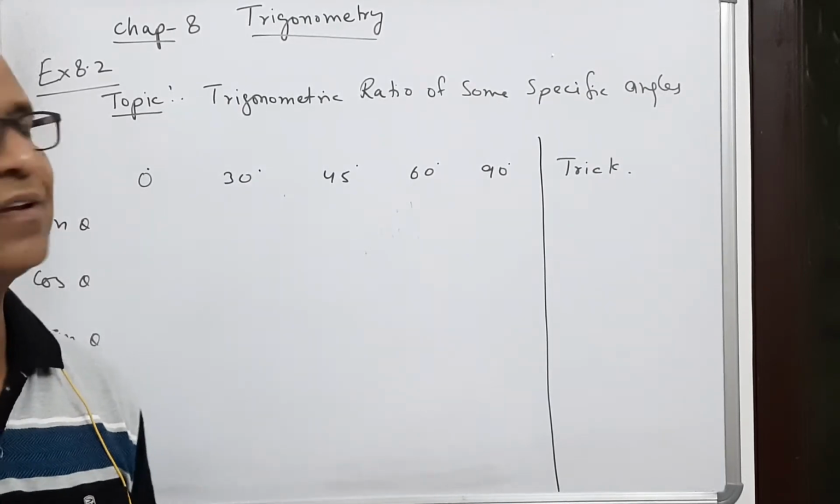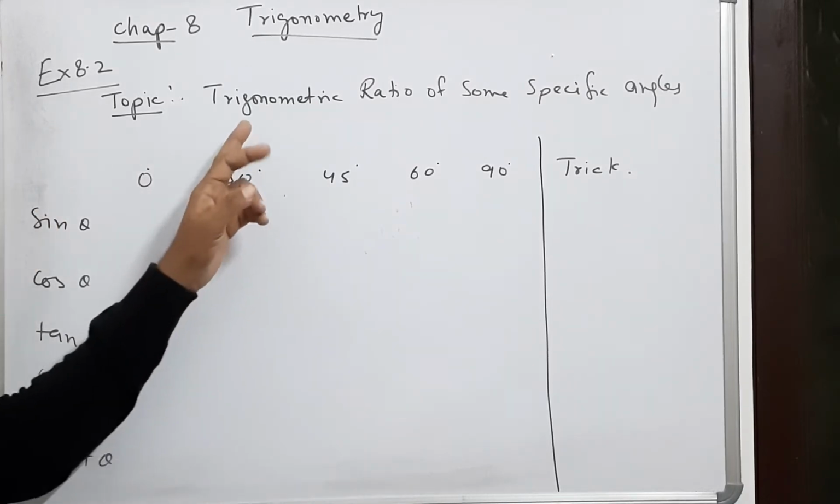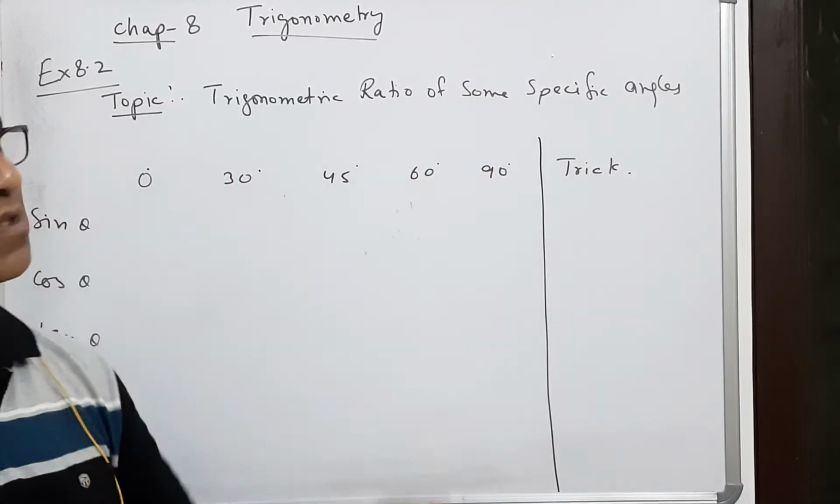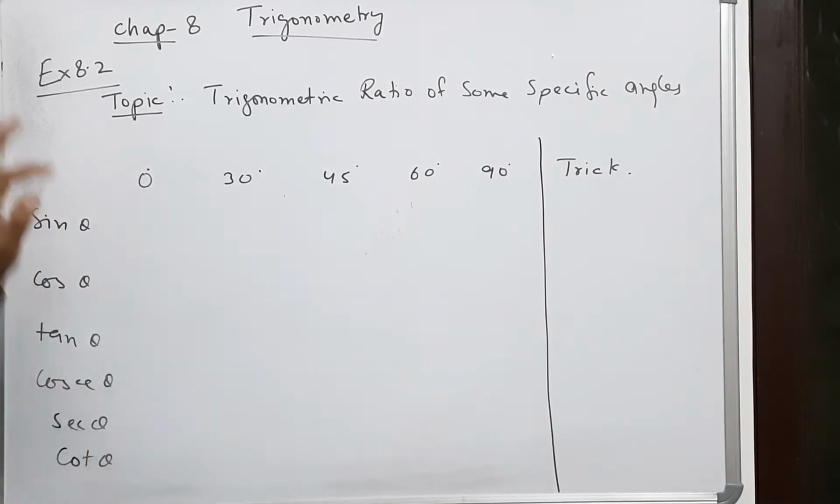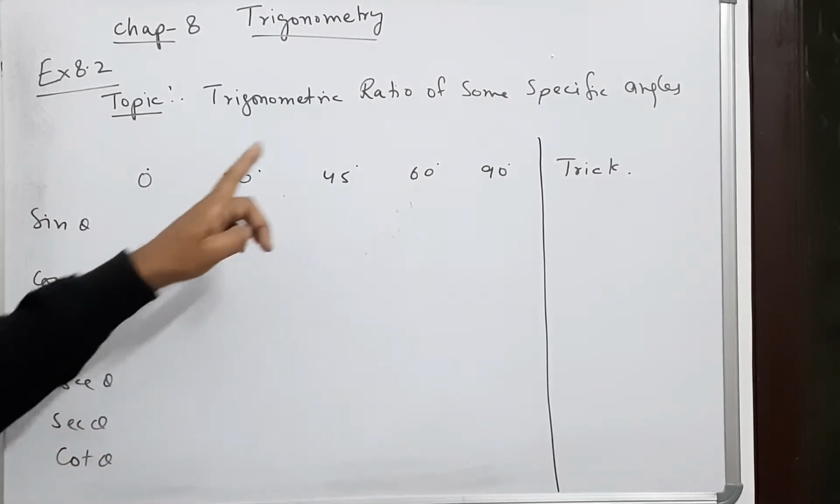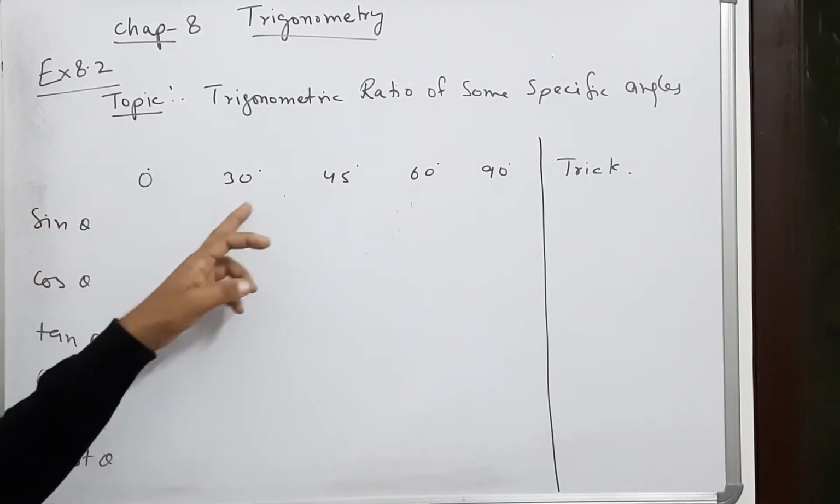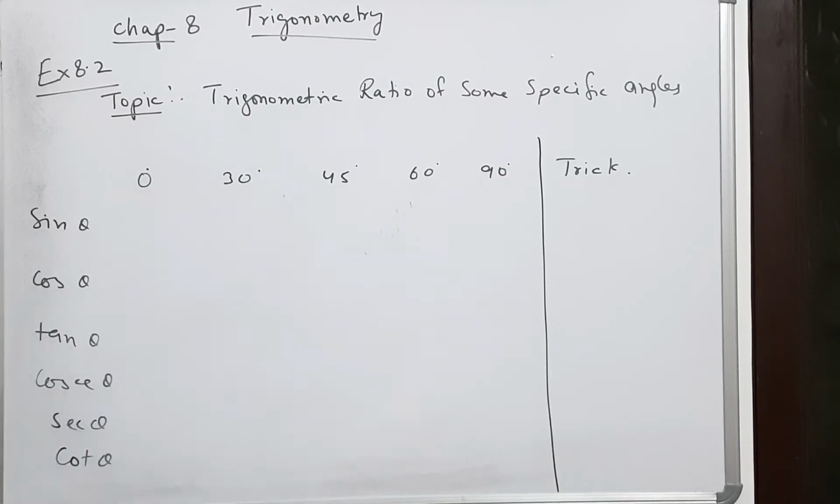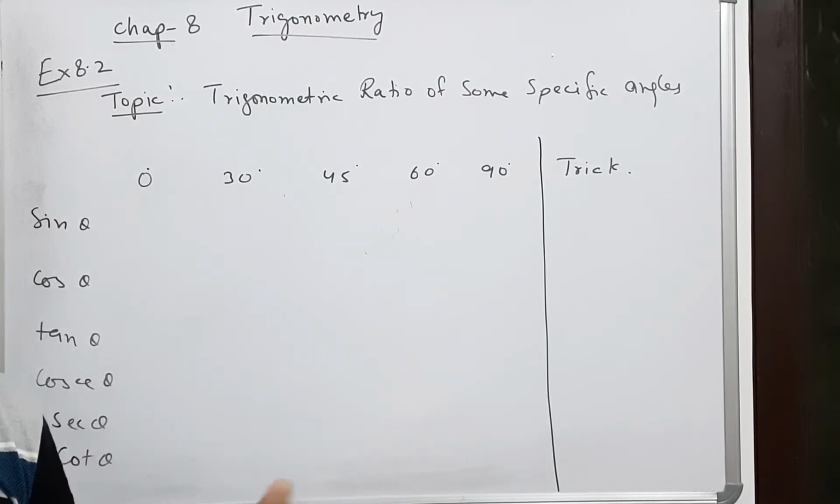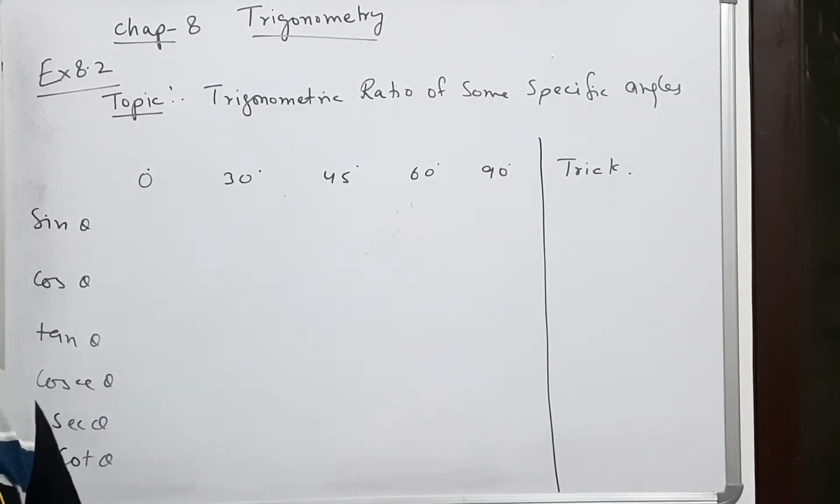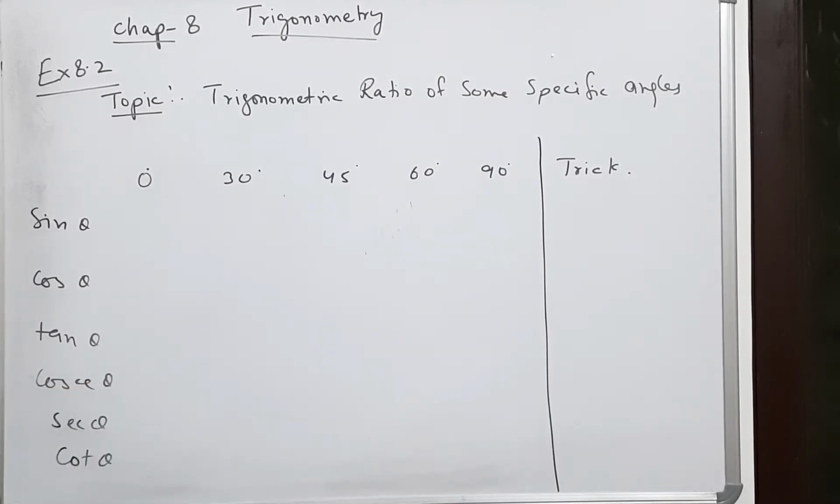Hello students, today I am explaining to you the trigonometrical ratios of some specific angles, and the need of this table is there in exercise 8.2 as well as in any part of trigonometry in higher classes. The specific angles are 0, 30, 45, 60 and 90. That is, what is the value of sine 30, what is the value of cos 30, what is the value of tan 45, what is the value of sec 60, all these I will explain to you.